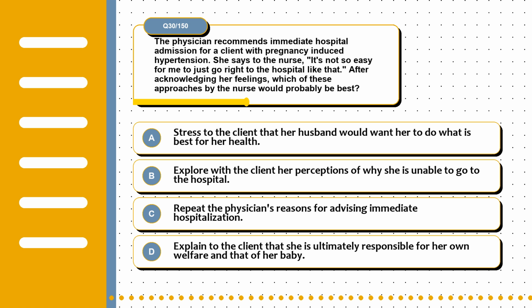Here are the options. Option A. Stress to the client that her husband would want her to do what is best for her health. Option B. Explore with the client her perceptions of why she is unable to go to the hospital. Option C. Repeat the physician's reasons for advising immediate hospitalization. Option D. Explain to the client that she is ultimately responsible for her own welfare and that of her baby.